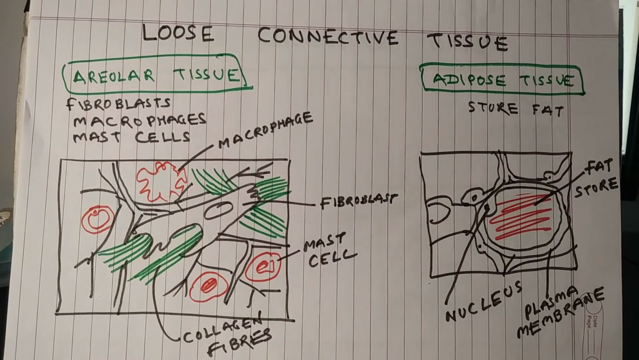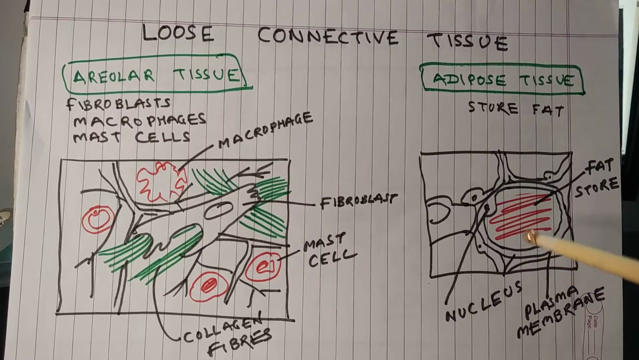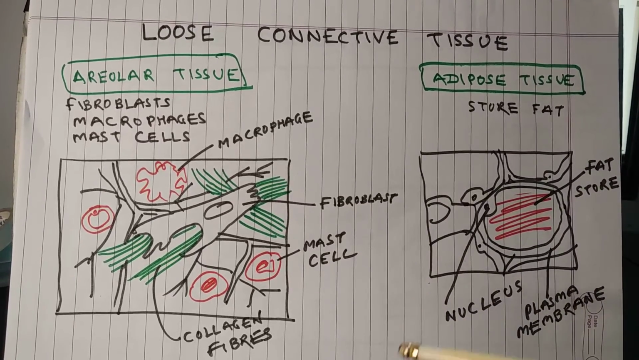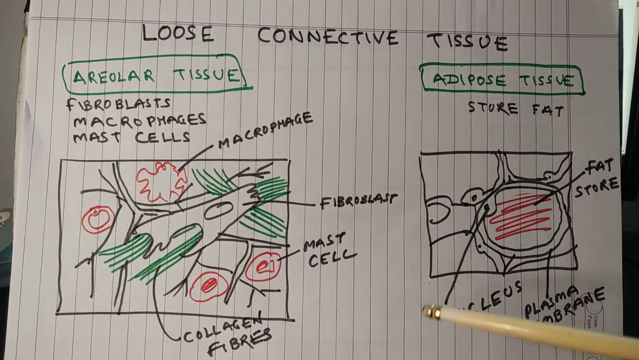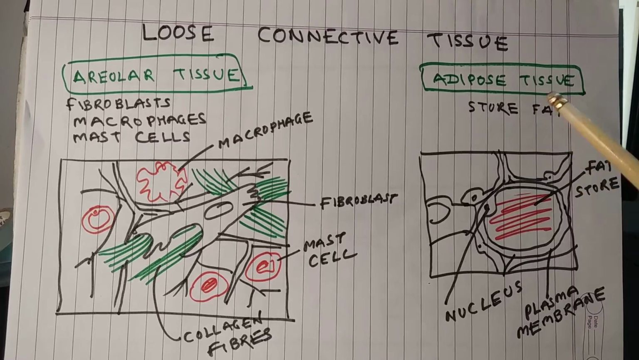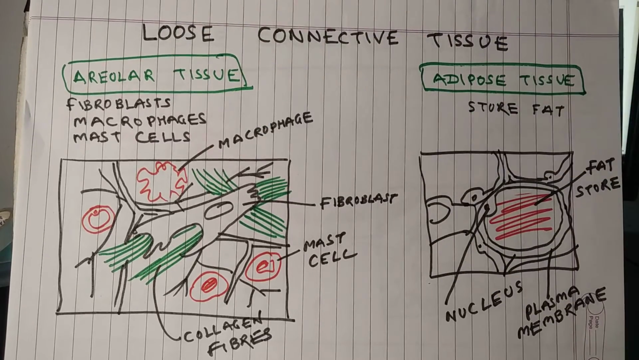Loose connective tissues are called loose because their components are loosely arranged, not compactly arranged, and that is why they have a softer appearance or feel. There are two examples of loose connective tissue: areolar tissue and adipose tissue. Areolar tissue is composed of fibroblasts, macrophages and mast cells.